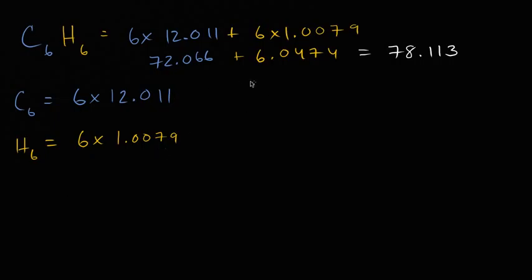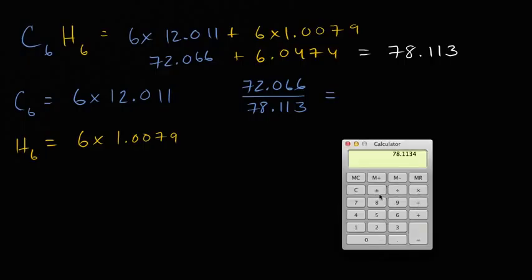Well, it's going to be equal to 72.066 over 78.113. Let me just clear this. 72.066 divided by 78.113 is equal to 0.9225, and it keeps going on and on. But in terms of percentages, I want to keep my precision. I have 5 significant digits in both the numerator and the denominator, so I can have 5 significant digits in the answer.